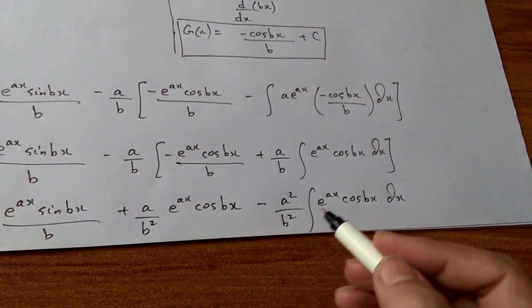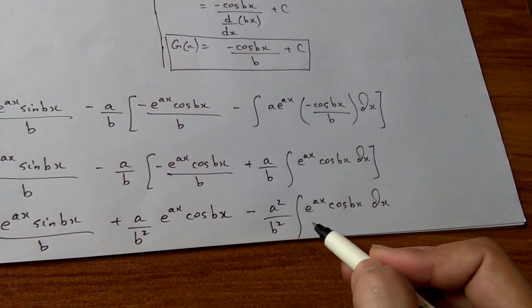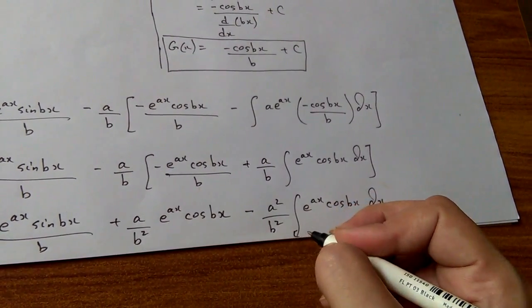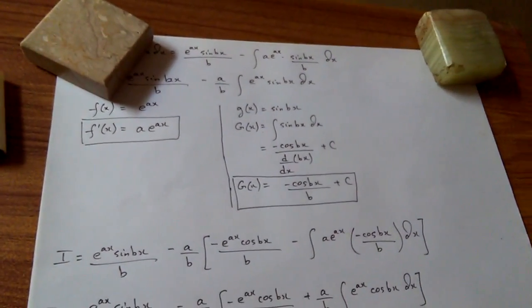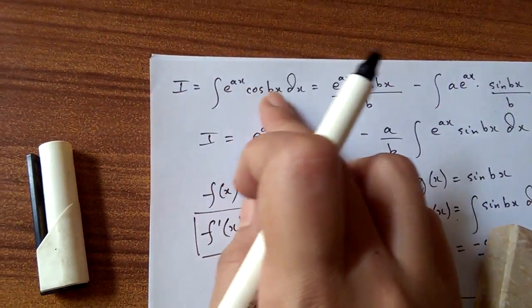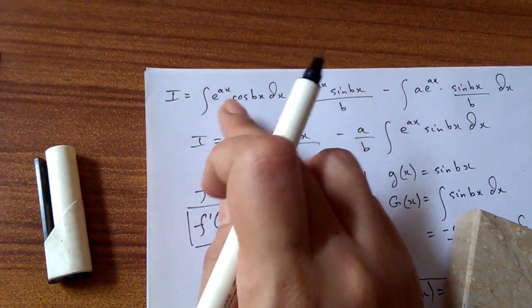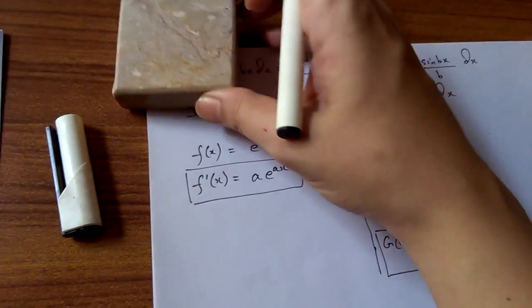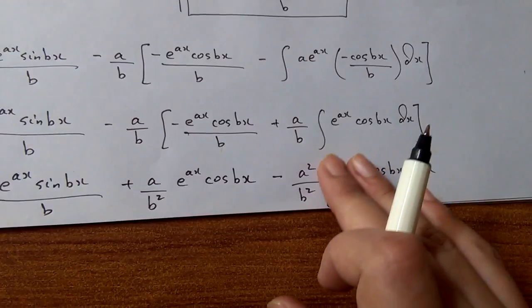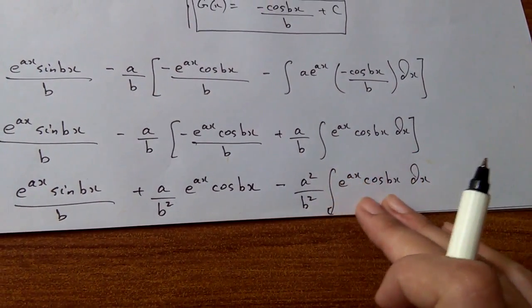Okay, and a upon b into a upon b give you a square upon b square. All right, this is it. Now you can see that once again you're having the integrand that was mentioned in the question, that was your I, as I told you already over here. So once again you're having your I back. So at this place you're going to replace this integral by your I.